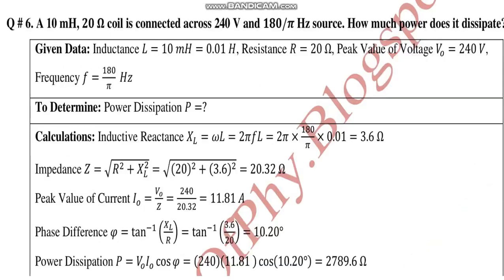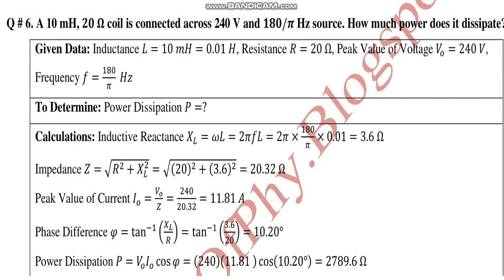Number 6 question. A 10 mH, 20 ohm coil is connected across 240 volts and 180 over pi hertz source. How much power does it dissipate? So given data, inductance L is equal to 10 mH. We converted that, so we write here is equal to 0.01 H. Resistance R is equal to 20 ohm.